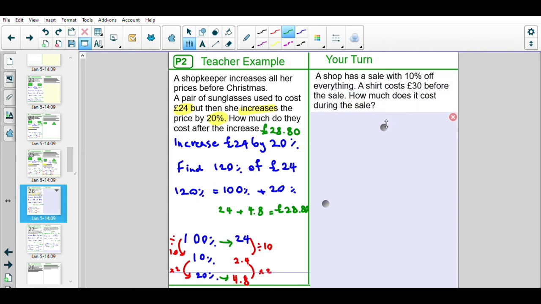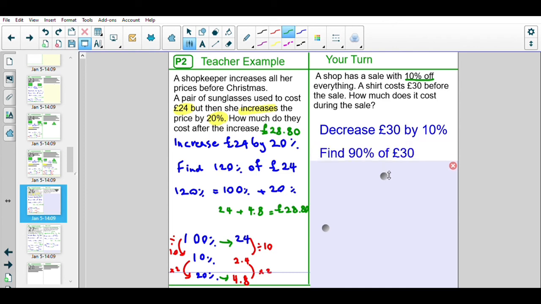Please pause the video and have a go at these questions. A shop has a sale with 10% off, so here it is about decreasing. A shirt costs £30 before the sale. How much does it cost during the sale? So that means we need to decrease £30 by 10%. If I translate it, that means find 90% of £30.